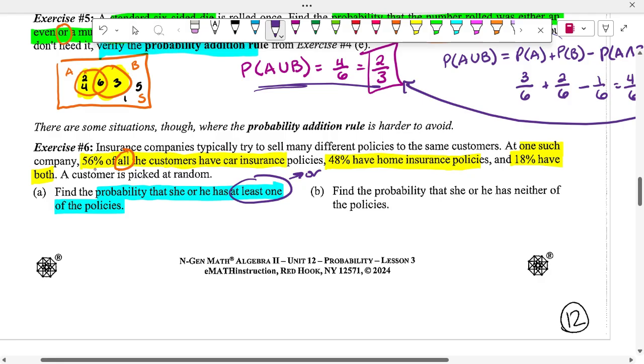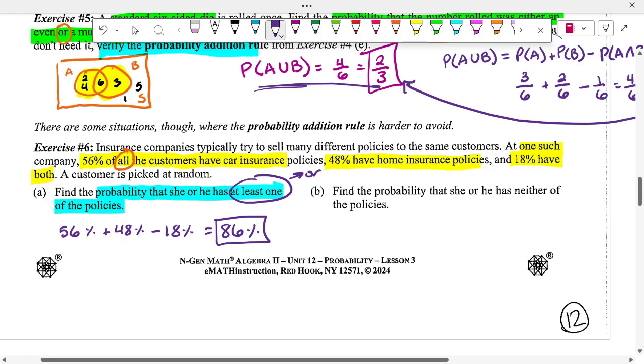So this is where I'm going to have to use the addition rule. All these percentages are probabilities, so we don't even have to find them. How would I find it? Using the addition rule that I just came up with: add those two things and then subtract the 18%. So I'm going to add 56% plus 48%, and subtract out the 18%. So yeah, 86% of their total customers have, not both, have at least one.